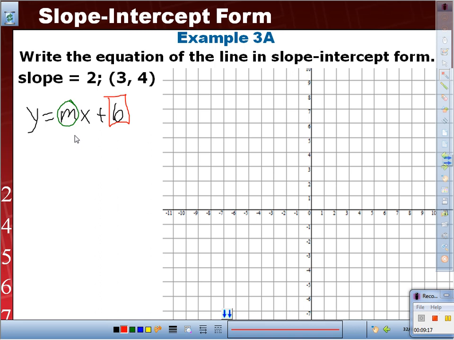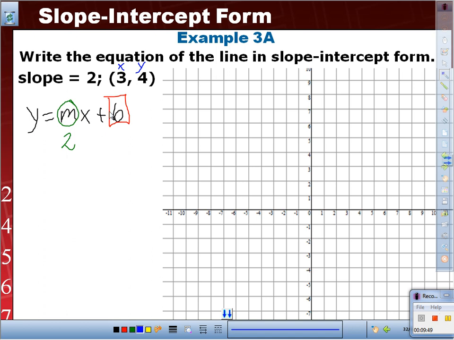So, do they give us a slope? Yes. What is the slope? 2. Do they give us the y-intercept? Does it say y-intercept? No. So there's a dilemma. We need the y-intercept. However, what do they give us? An x and a y value.